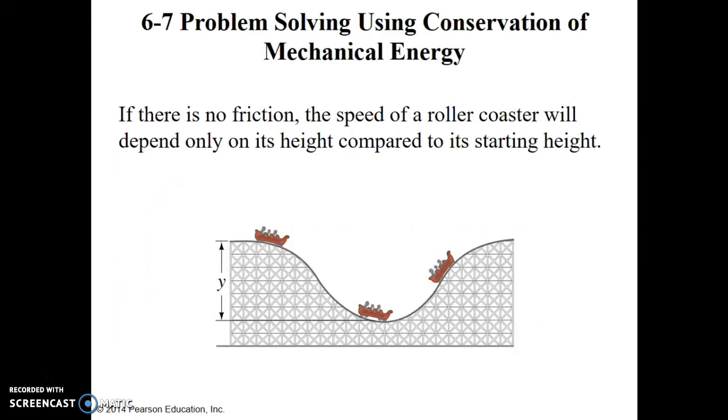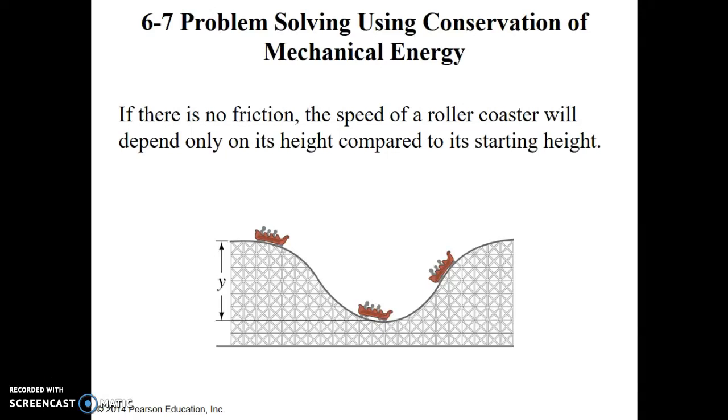So let's take another example. Let's say you have a roller coaster. You start at some height y, and the roller coaster, ignoring all non-conservative forces, drops down the hill, and at the bottom of the hill, all of your potential is now kinetic.